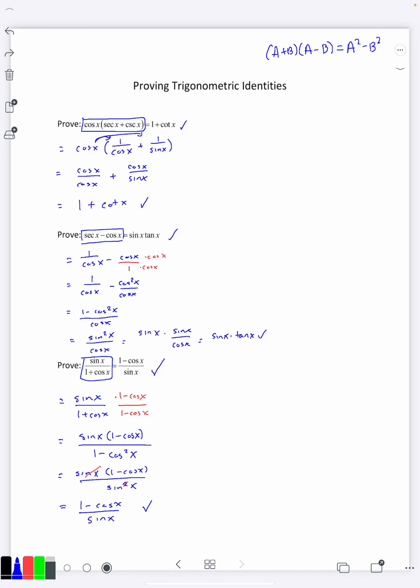Again, this is something that you practice a bunch. You get used to those basic identities, the ratio, the reciprocal, and the Pythagorean. You use those over and over and over again until you get comfortable with it. And then in future videos, we're going to move on to other important identities that you can see and have to prove.